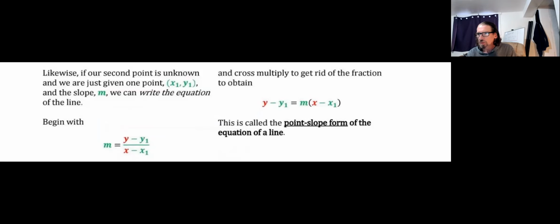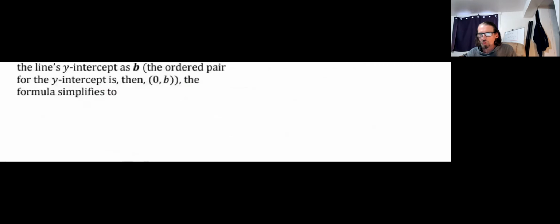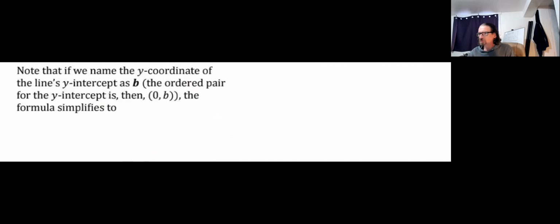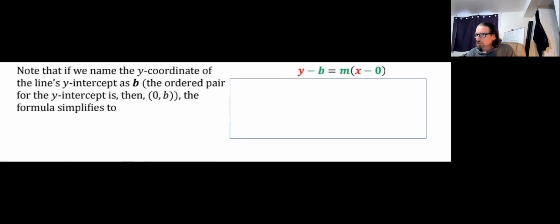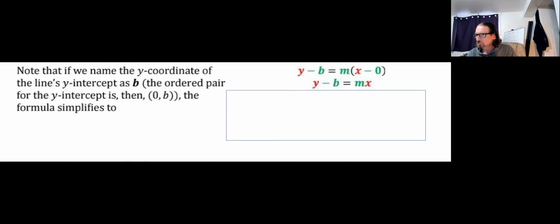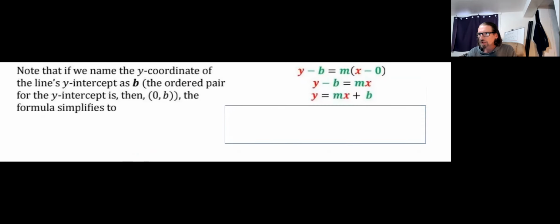However, if we plug in the y-intercept where x sub 1 is 0, and let's call the y-coordinate of the y-intercept b, so that 0 comma b is the y-intercept, then when we plug in 0 for x sub 1 and b for y sub 1, we do a little simplifying here. We don't have to distribute m because we know what happens when we subtract 0. x minus 0 is x. And then isolate y by adding b to both sides.